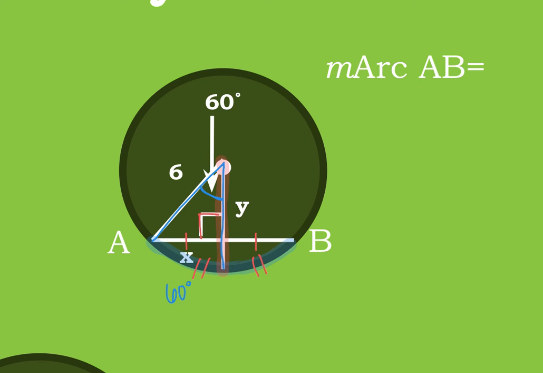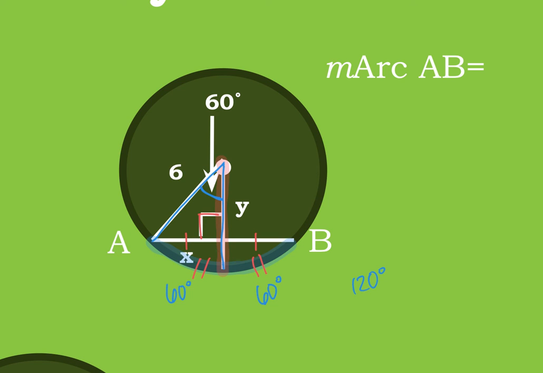Now, this other side is the same, so it also has to be 60 degrees. So together, the entire arc is 120 degrees.